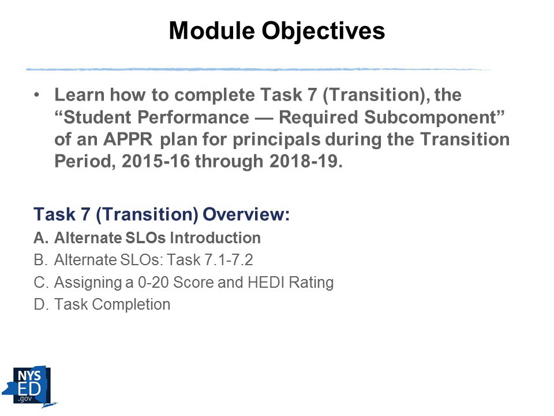Here are the objectives that we want to accomplish with this module presentation. In this module, you will learn how to complete Task 7, Transition, the student performance required subcomponent of an APPR plan for principals during the transition period, the 2015-16 through 2018-19 school years, in the SED Monitoring APPR portal. First, we will begin with an introduction to alternate SLOs.